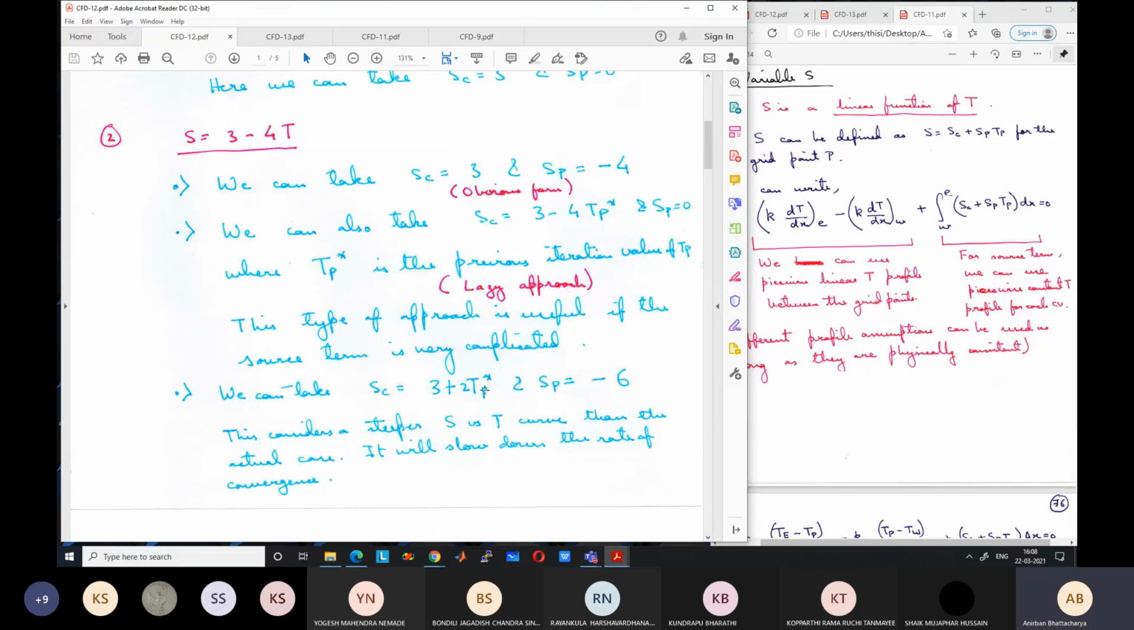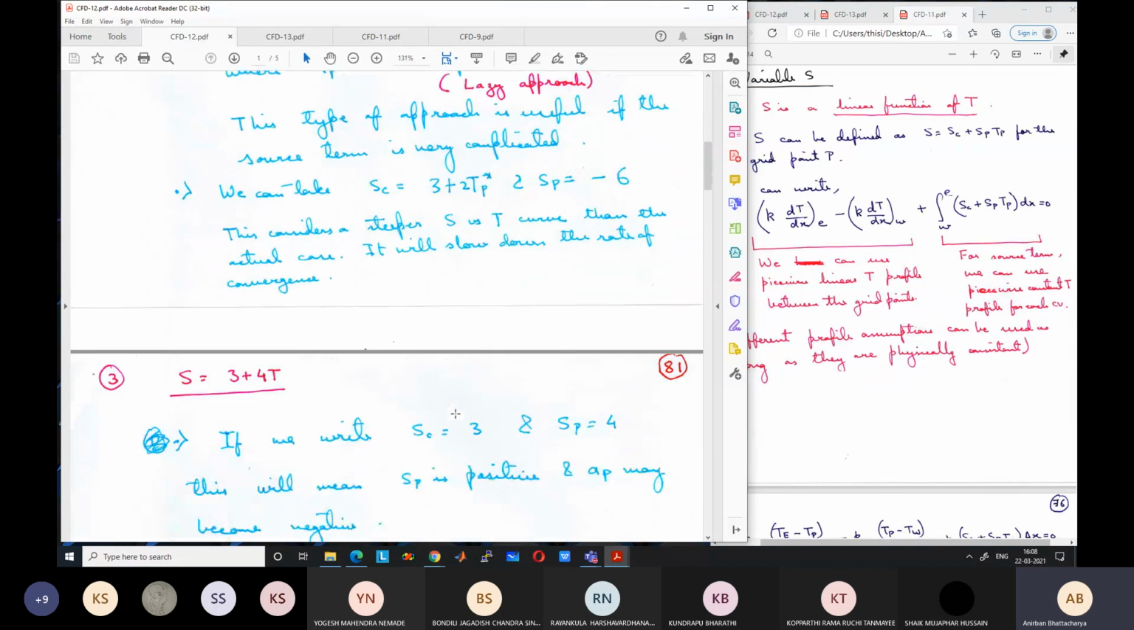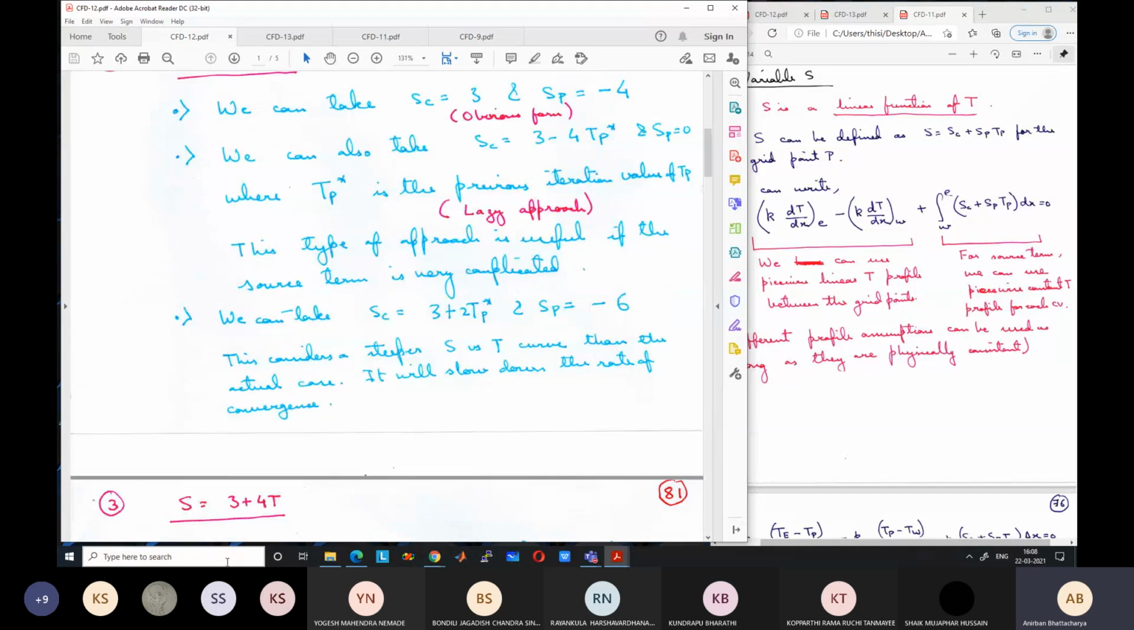Next option is, so these two I think you are very much able to understand. If S is constant, we know what should be taken, and if S is 3 minus 4 TP, we can also know what can be taken. So what about S equal to 3 plus 4 TP? In that case, what should be the values of SC and SP? Can anybody answer? What is the obvious choice in this case?